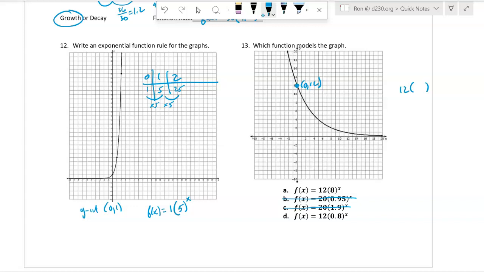So now the next thing I have to determine, just by looking at the graph, I know it's exponential decay. And I'm going to look at my r values. If it's 8, I know it's going to be exponential growth, and it'd be like that. If it's 0.8, I know it's going to be decay like that. Which one do I have? This here is decay, so letter D.